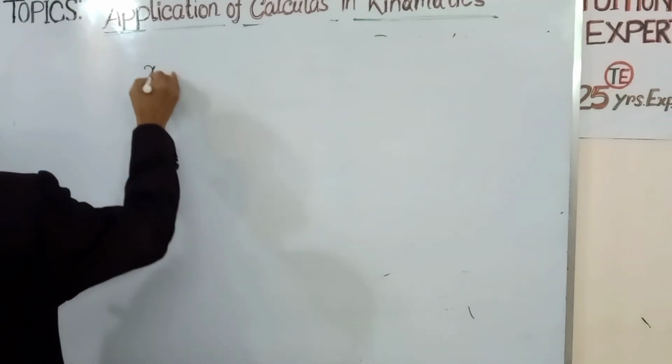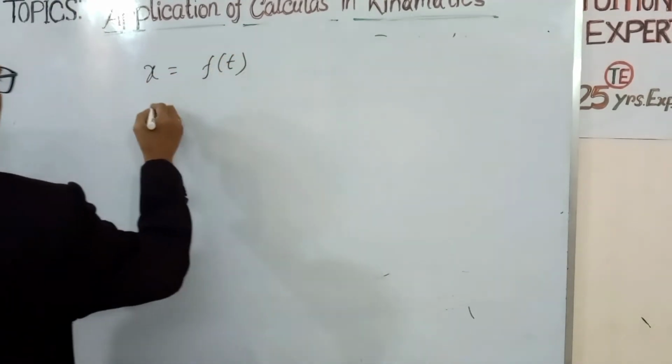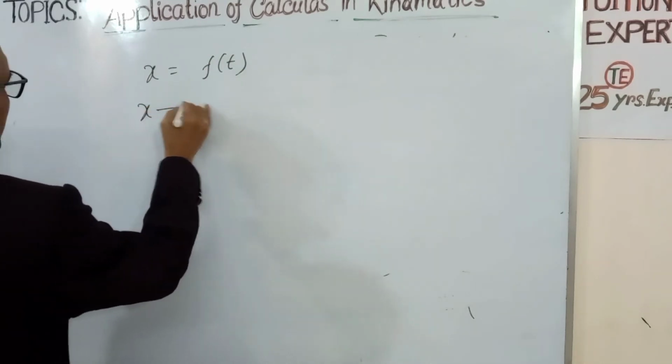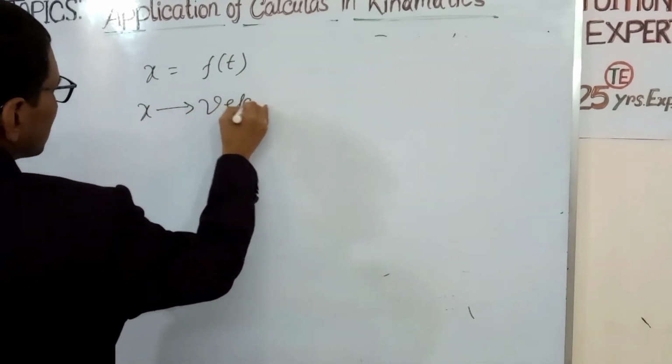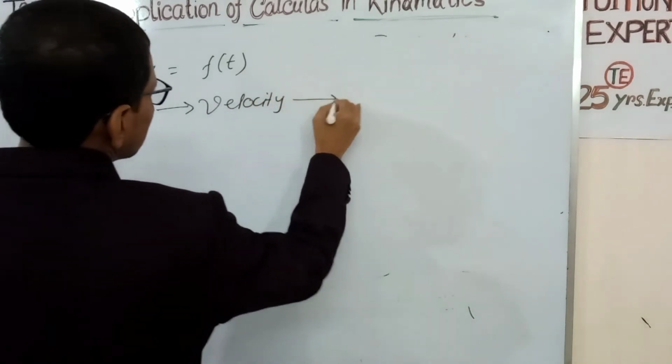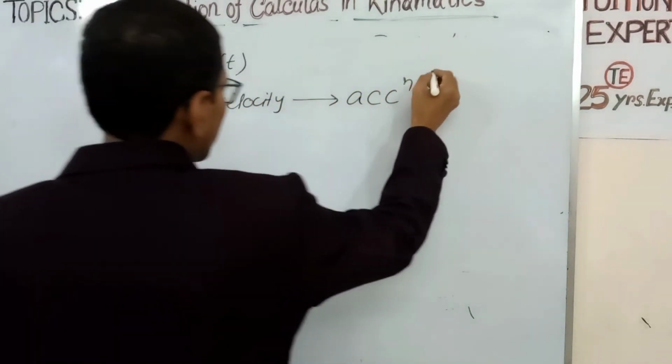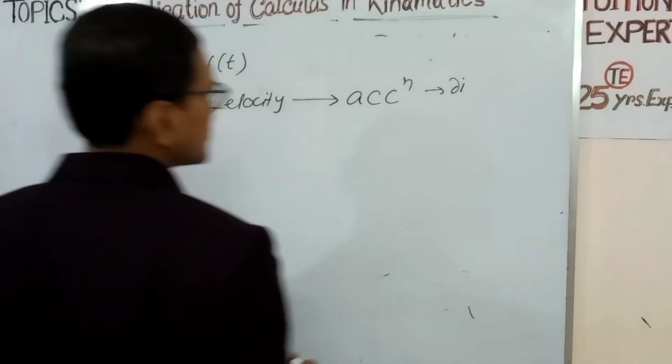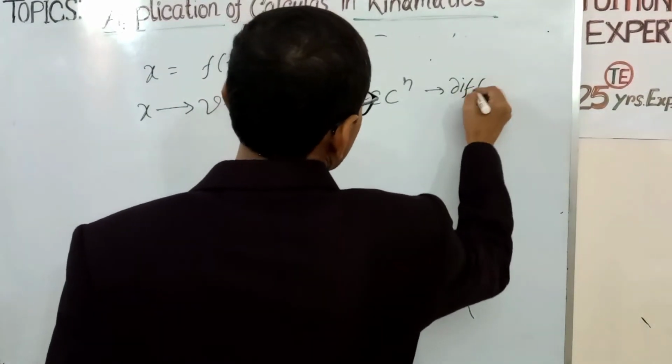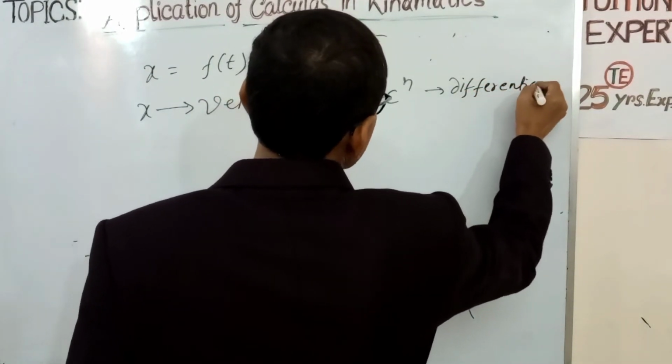If x is given in terms of time, then to go from x to v, velocity, to acceleration, we have to differentiate the function x with respect to t. So this operation is called differentiation.